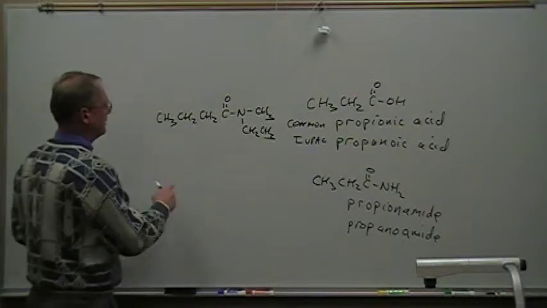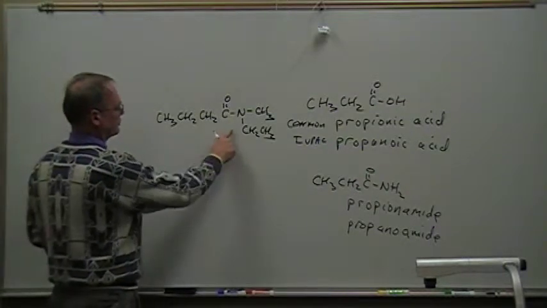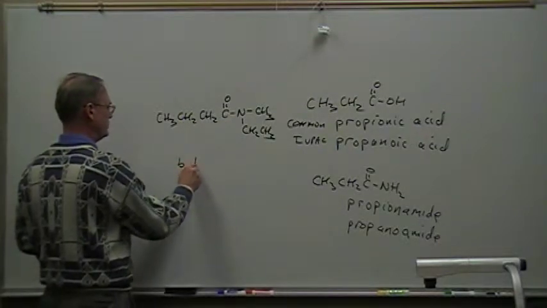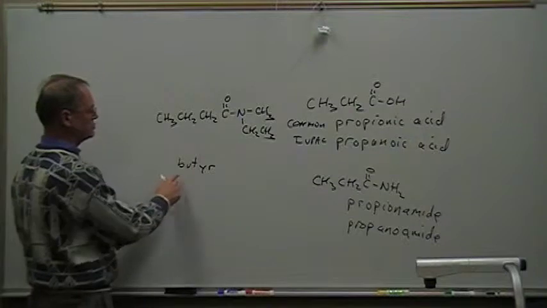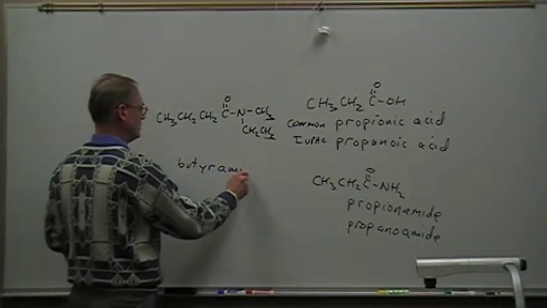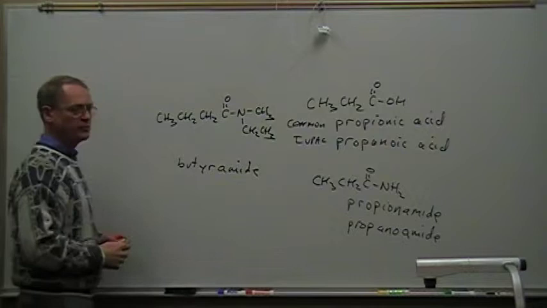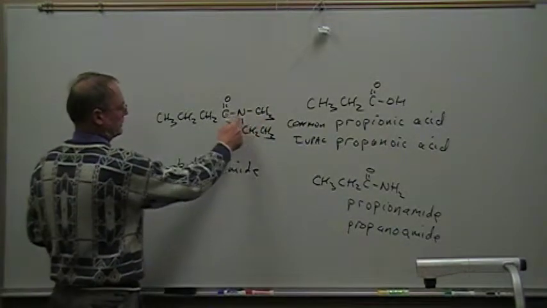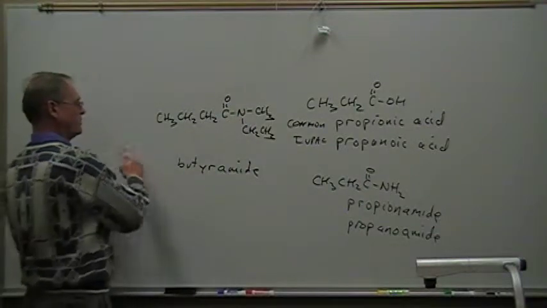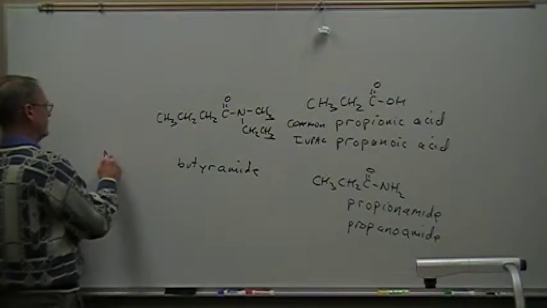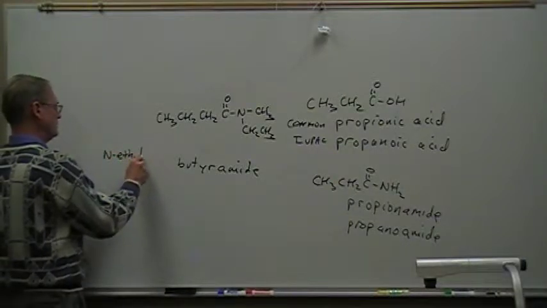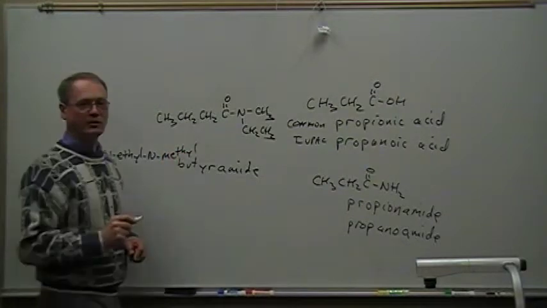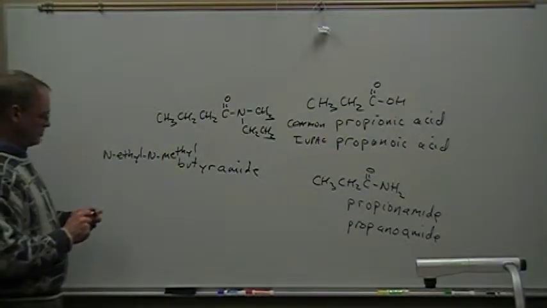How are we going to name that? Well, the common name for the corresponding carboxylic acid, 1, 2, 3, 4 carbons, is butyric acid. So we're going to change the name to butyramide. Without the methyl and the ethyl groups, that would be butyramide. How do we indicate that there's a methyl on the nitrogen and an ethyl on the nitrogen? In front of the name, we write capital N, ethyl, capital N, methyl: N-ethyl, N-methyl, butyramide.